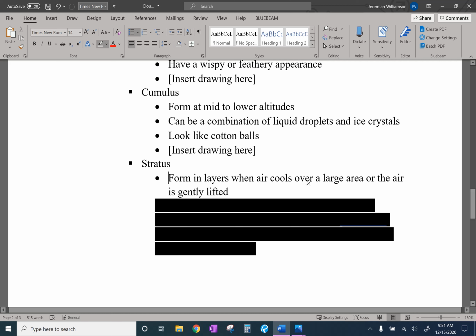One of the two. And usually, if you look outside, and I know yesterday there were a lot of stratus clouds. They weren't really high up in the air, but they were a relatively solid layer over the entire area. And I would say that it was due to the air being gently lifted. I don't know for sure, but they have a smooth appearance due to forming in calmer winds. You'll notice when you see those clouds, usually it's not really windy outside.